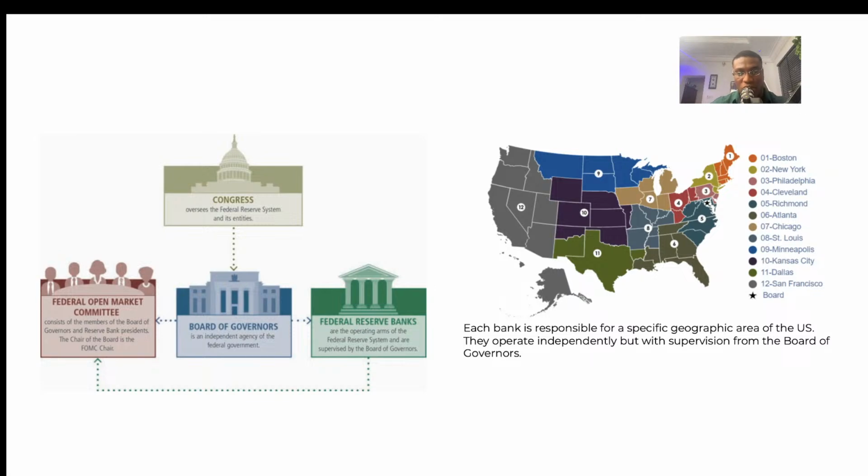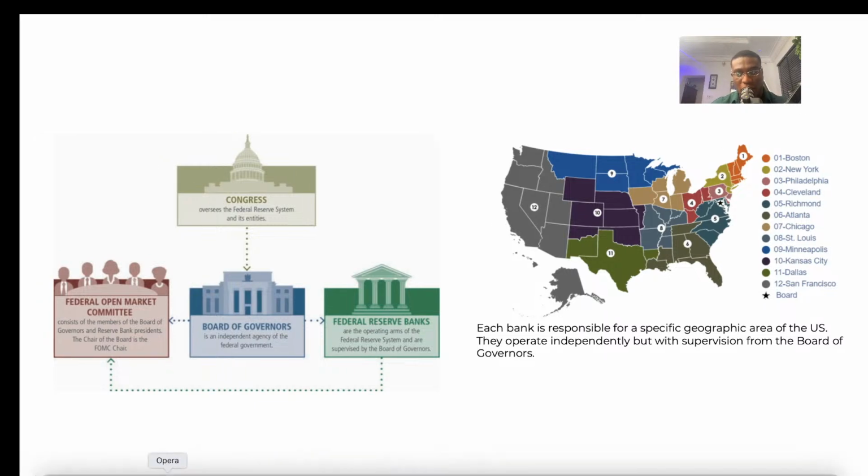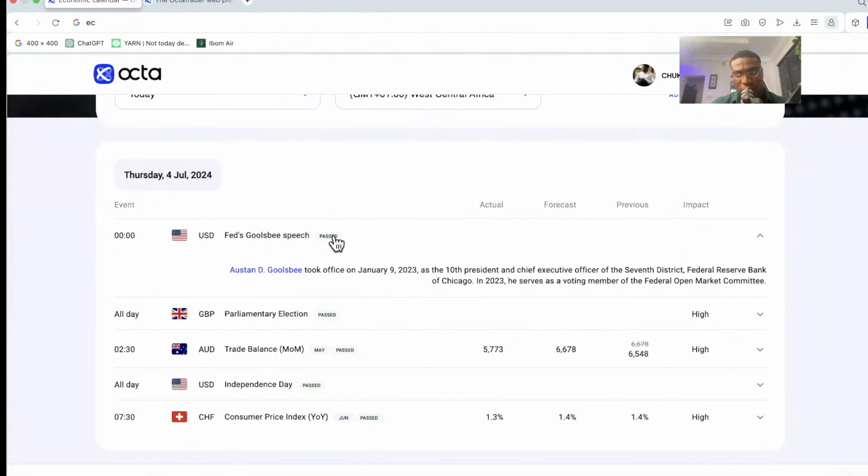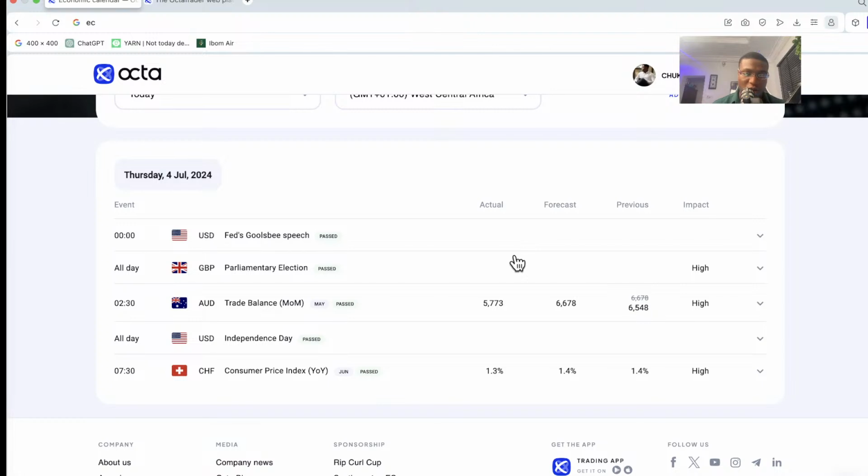So if I go back to the economic calendar, you'd see that this is the President and Chief Executive Officer of the 7th District Federal Reserve Bank of Chicago. Okay, so you're always going to see different speakers, as you all know. You're going to see Hacker, you know, a lot of speakers, right? 12. They govern the 12 Federal Reserve banks.